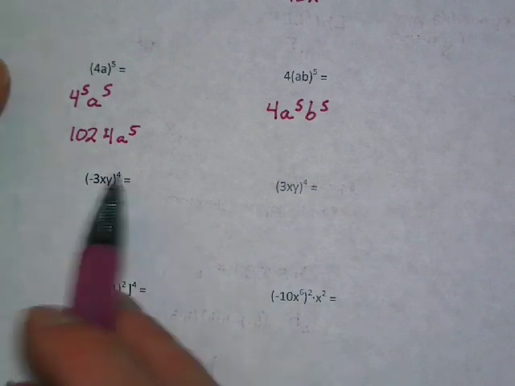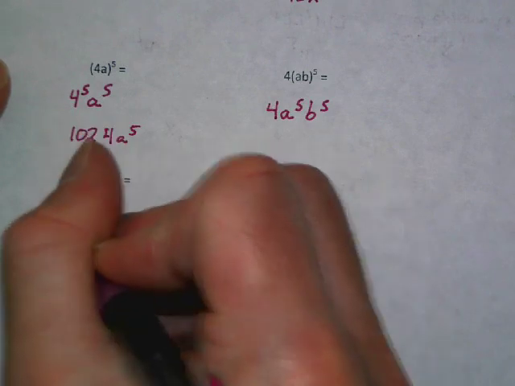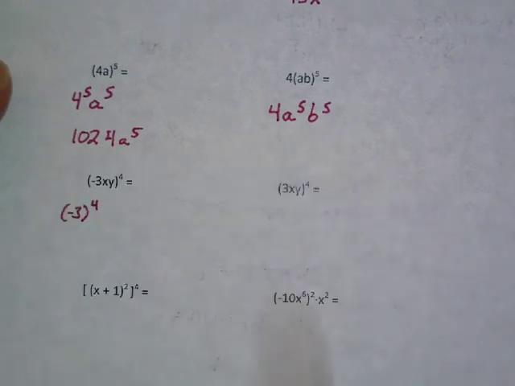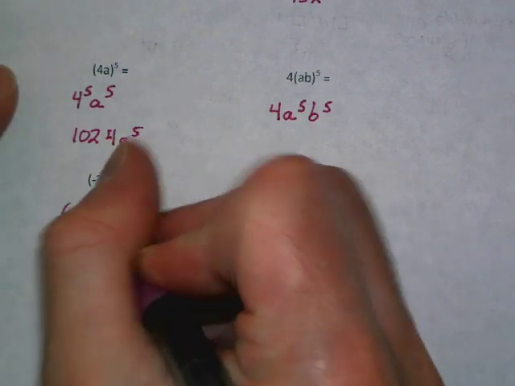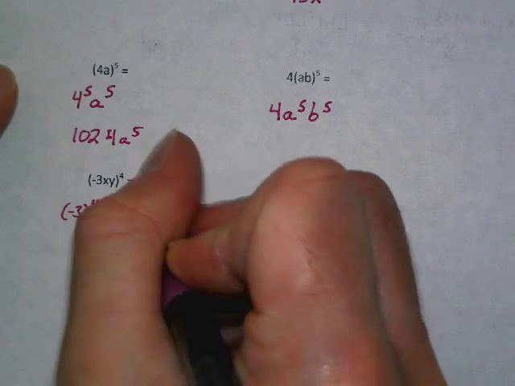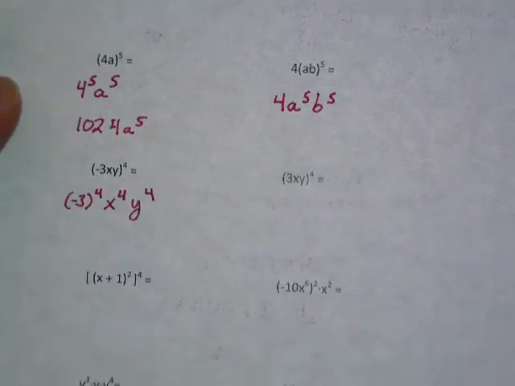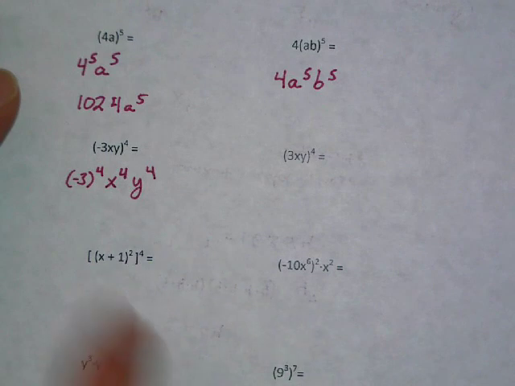Third row there. Once again, the -3, the x, and the y all have an exponent of 1. So we're going to multiply the 4 by each of them. That's going to become (-3) to the 4th. And when it's a negative number, put it in parentheses, because we're raising the negative to the exponent also. And then x to the 4th, y to the 4th.